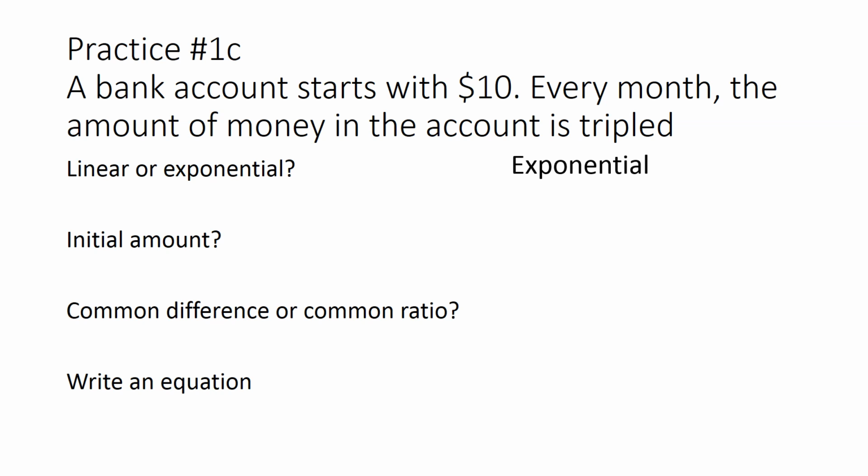The initial amount in the account is the amount we started with, so that's $10. Our common ratio is the number that we're multiplying by each time. So in this case, the amount we're multiplying by each time is 3. So the common ratio is 3. So this is how we would write that equation. We have y equals a is 10, and b is going to be 3. And x here represents months.